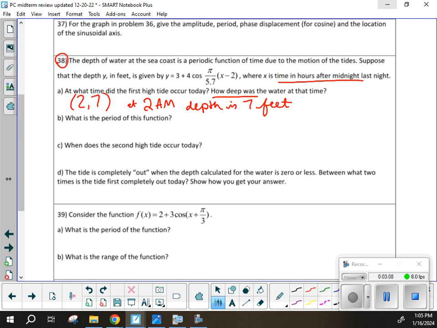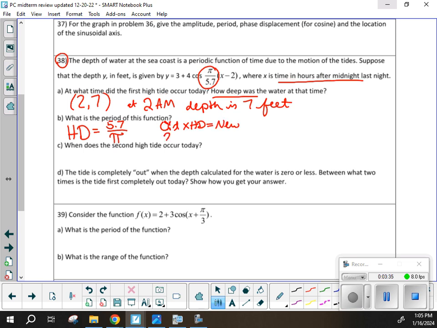That's 7. The period of the function, let's think through that one. So that pi over 5.7 is the reciprocal of the horizontal dilation. So here's our horizontal dilation, 5.7 over pi. Remember, pi is just 3.14, so it's between 1.5 and 2. I'm just estimating. So to find our period, we're going to take the old period times the horizontal dilation to get the new period that we're looking for.